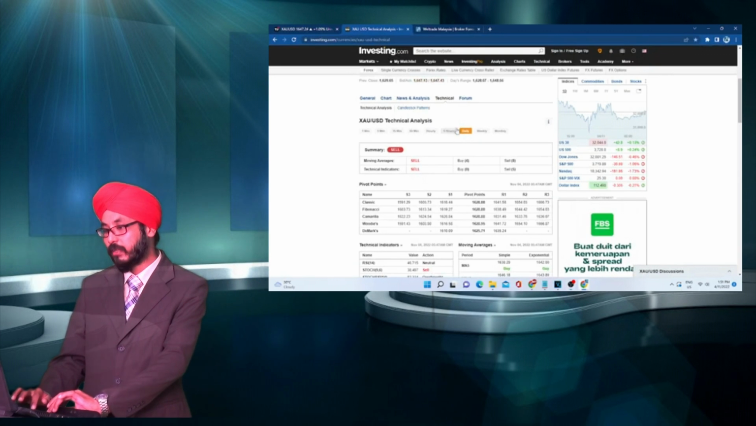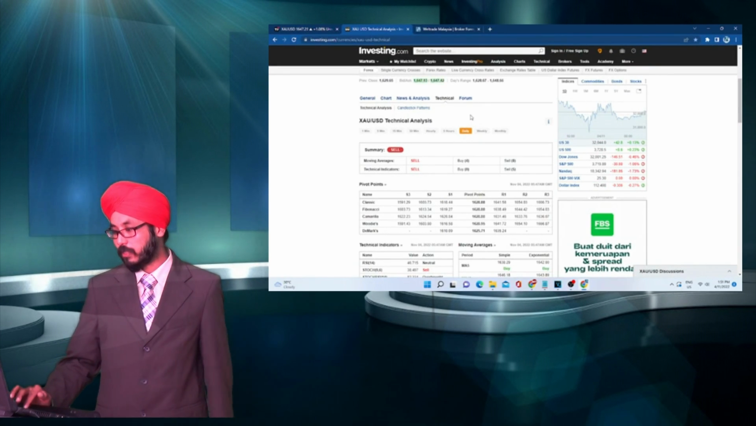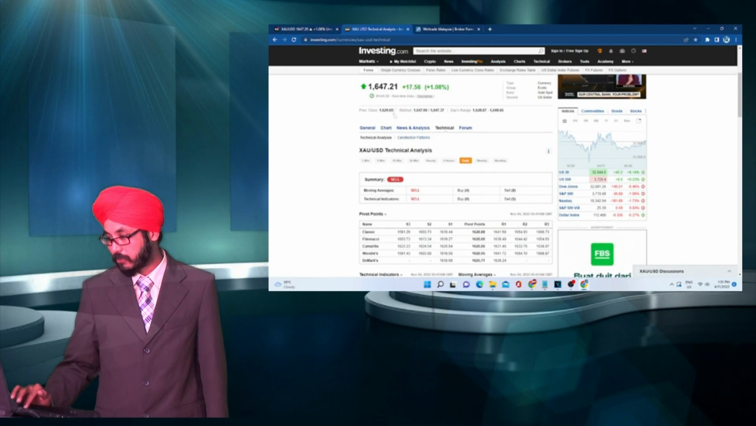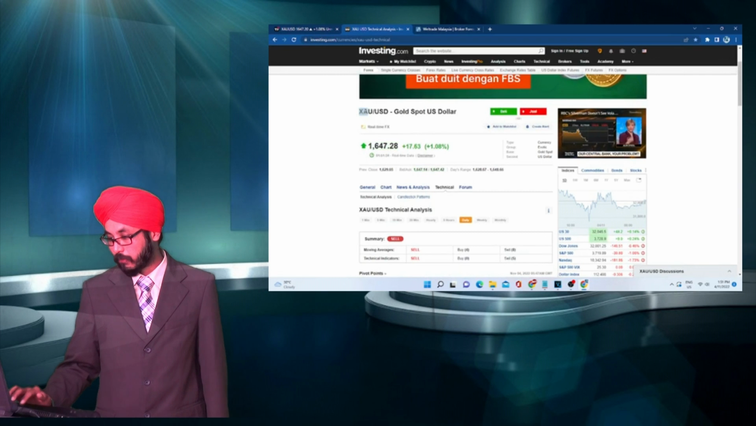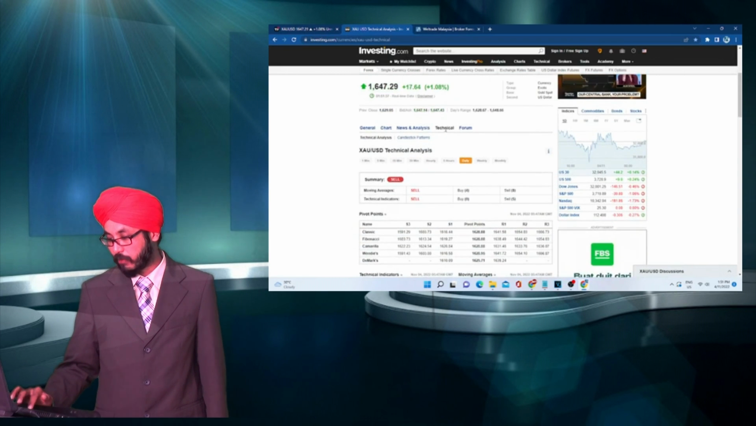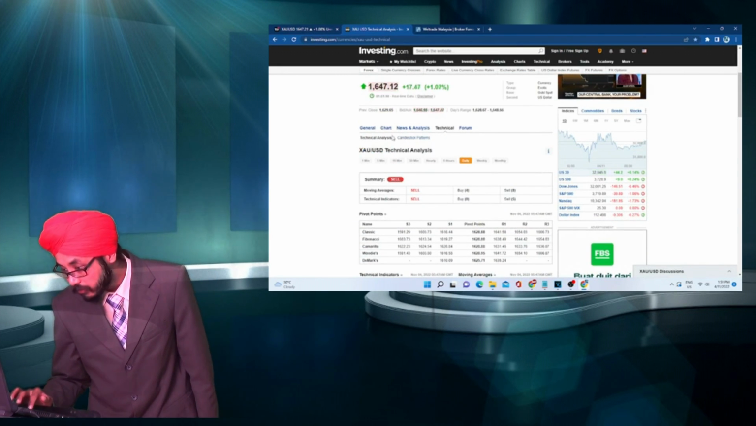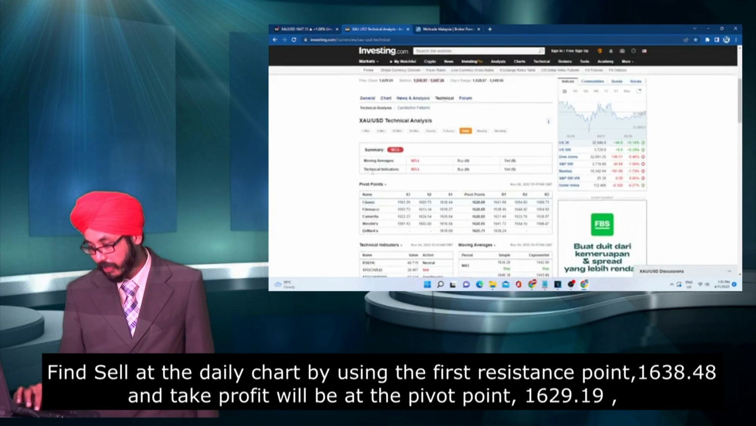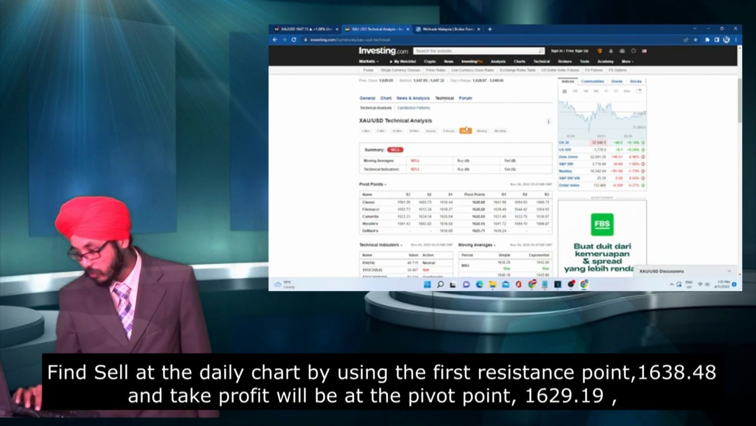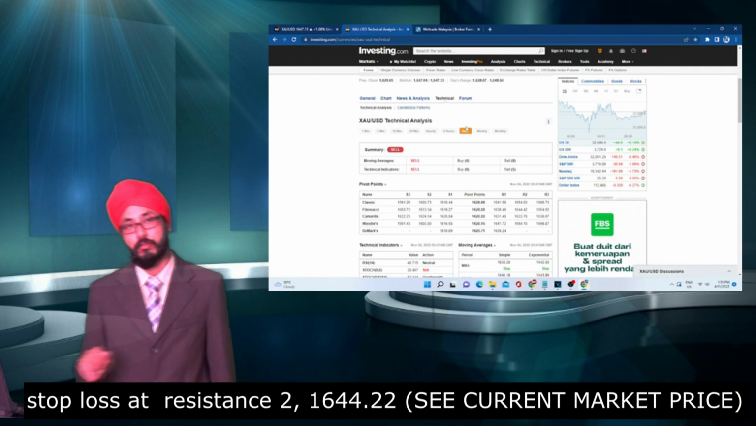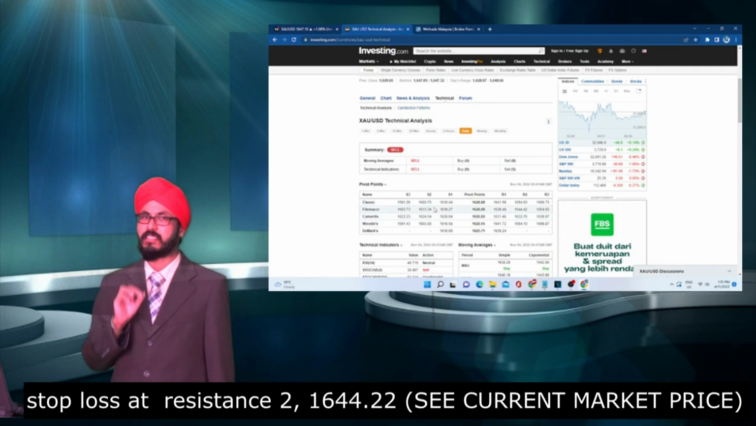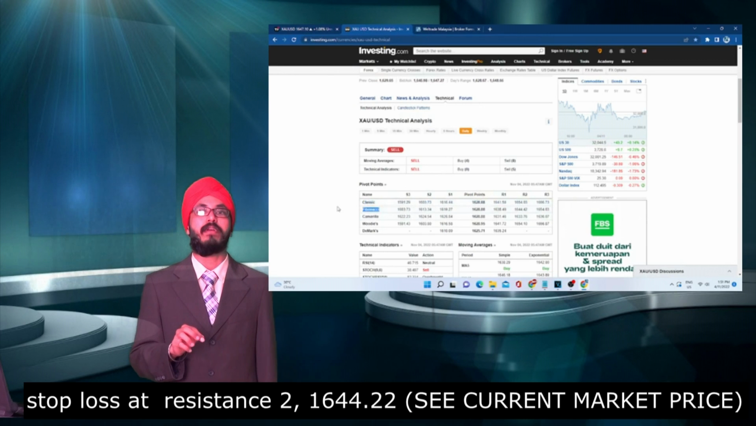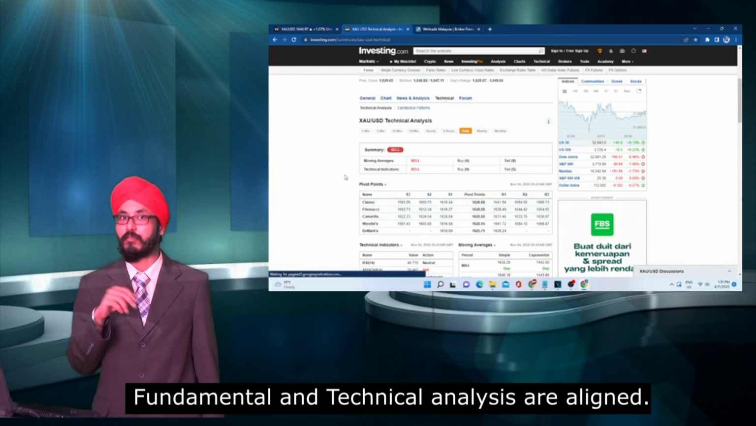Looking at a sell entry, we can go for resistance 1 based on the daily, which would be about 1638.49, and our pivot point, which would be 1628.88, and our resistance 2, which would be our stop loss, would be at 1644.42. This is one of the easiest ways for us to know the trend, and one of the easiest ways for us to trade.